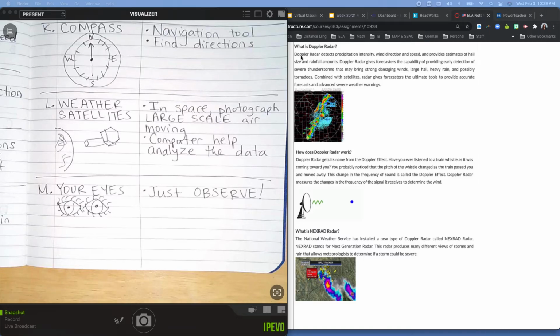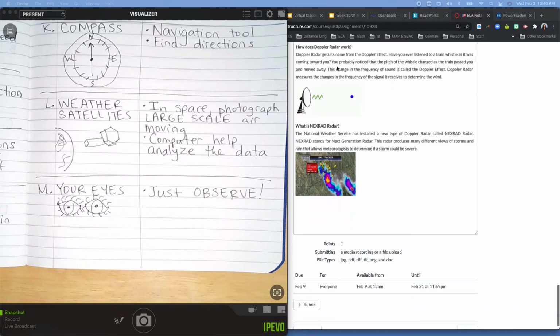What is Doppler radar? Doppler radar detects precipitation intensity. So how hard or how light water is falling from the sky. Wind direction and speed, and provides estimates of hail size and rainfall amounts. Doppler radar gives forecasters the capability of providing early detection of severe thunderstorms that may bring strong, damaging winds, large hail, heavy rain, and possibly tornadoes. Combined with satellites, radar gives forecasters the ultimate tools to provide accurate forecasts and advanced severe weather warnings.